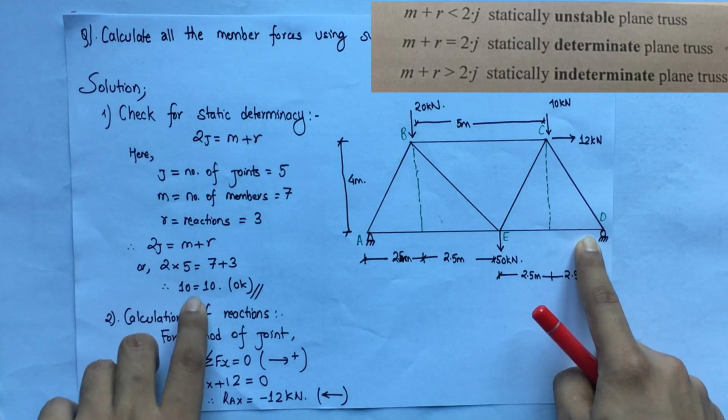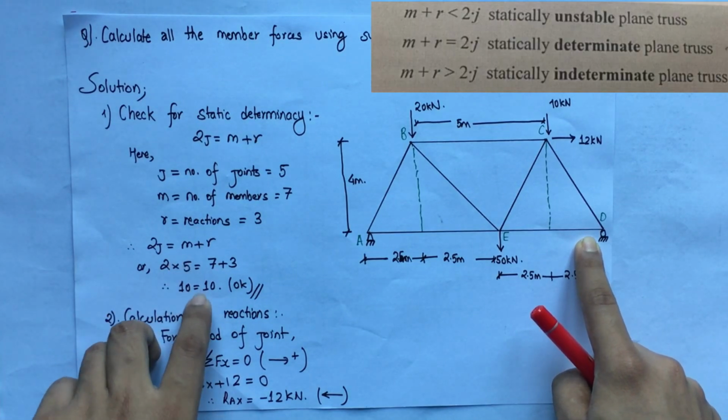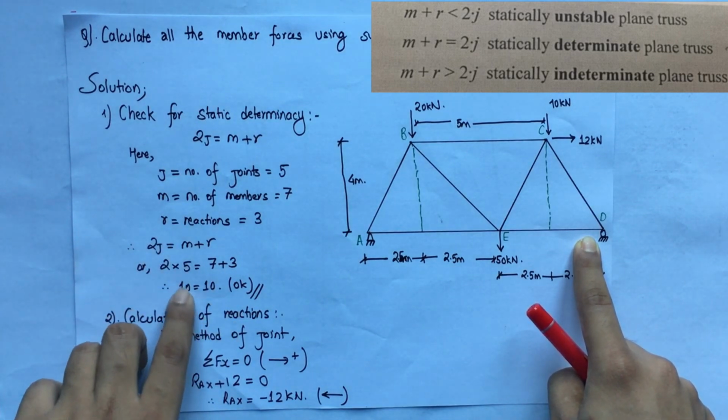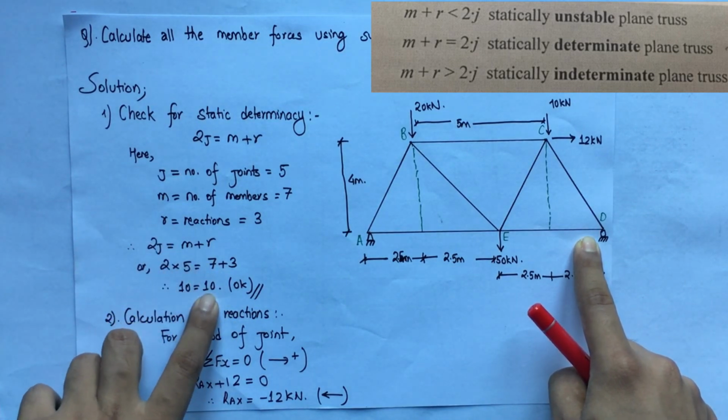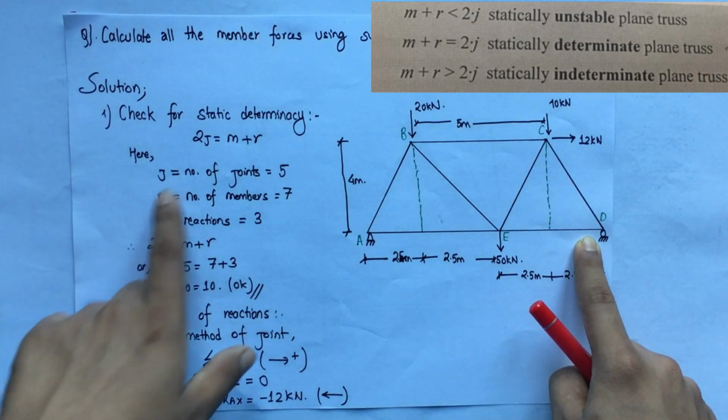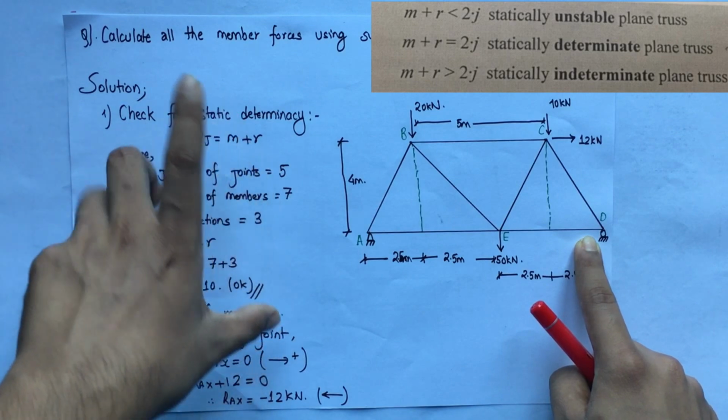If 2j is greater than m plus r, the structure is unstable, that is partially constrained. Similarly if 2j is smaller than m plus r, then the structure becomes indeterminate, over constrained. That is the overall conclusion of this equation. So the truss is stable.